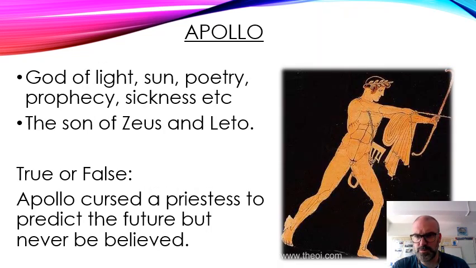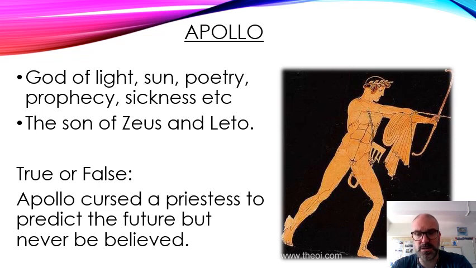Cool. Right, Apollo. So, as we've talked about before, he's the god of light, sun, poetry, prophecy, sickness. He's another son of Zeus and another goddess called Leto. So, true or false, Apollo cursed a priestess to predict the future, but never be believed. What a strange thing for a god to do. Is it true or false?